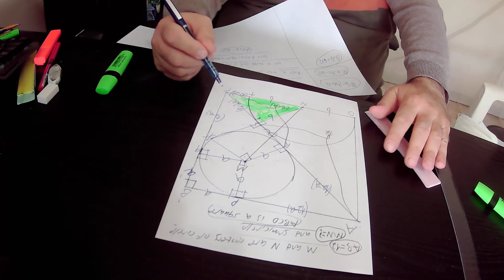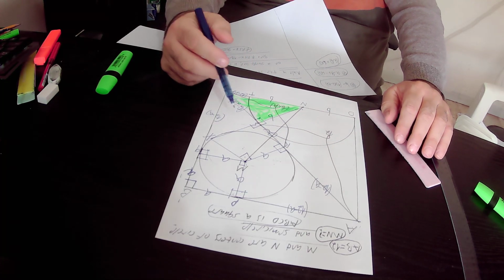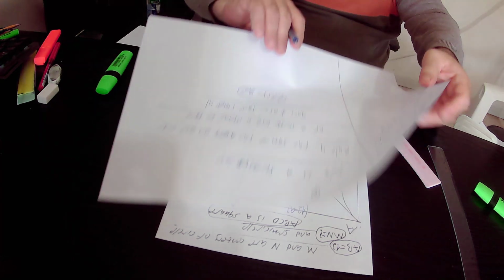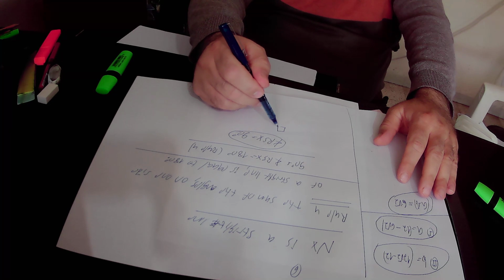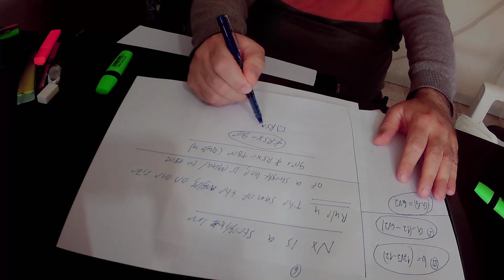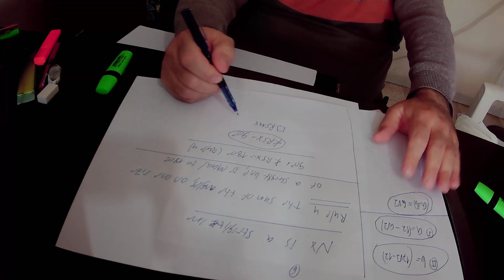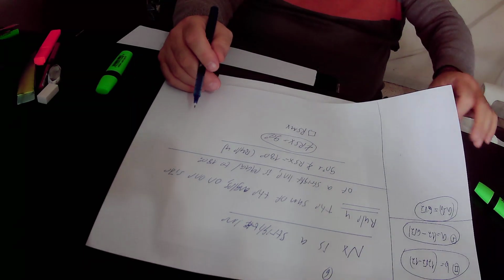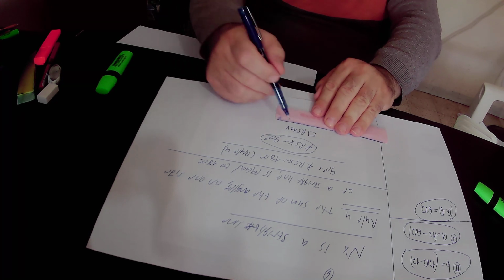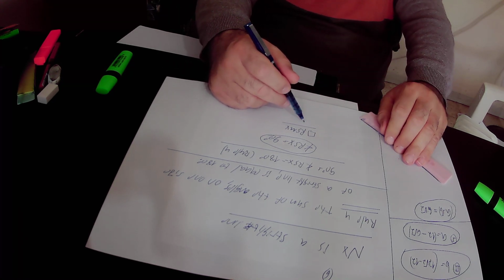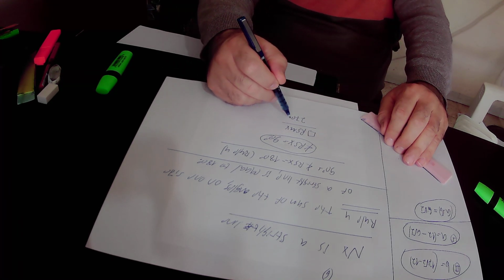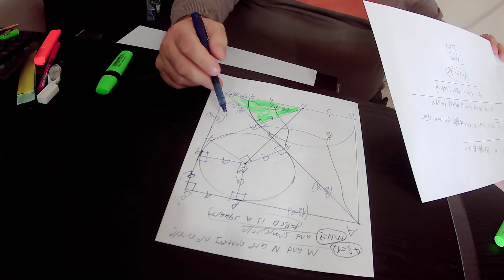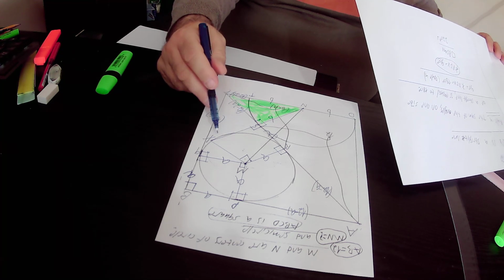So actually in quadrilateral RSMX we have 3 right angles. The sum of 3 right angles is 270 degrees, plus the size of the fourth angle, that is actually angle MXS, this angle.